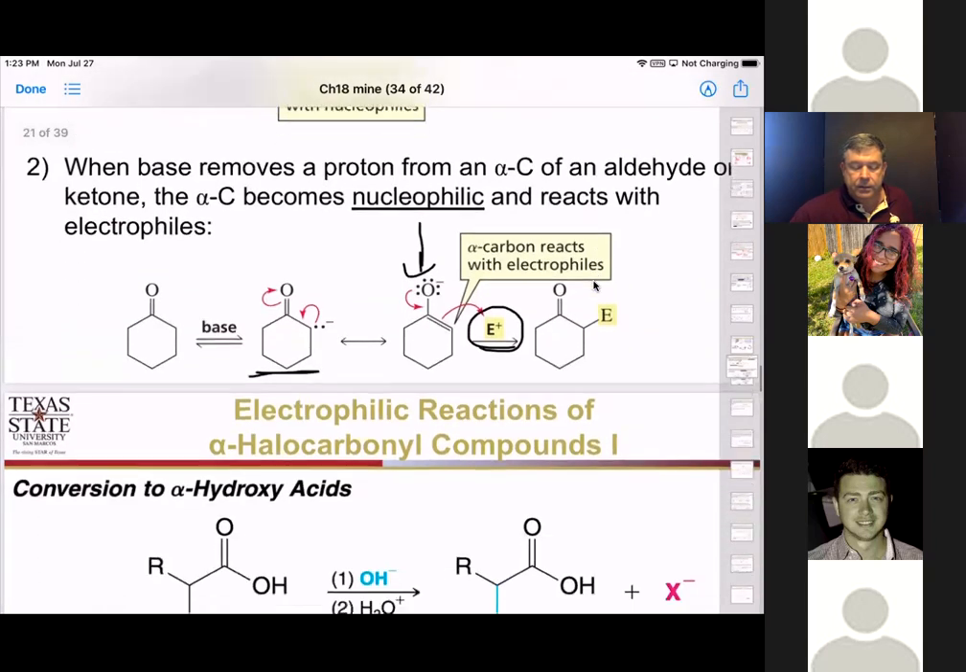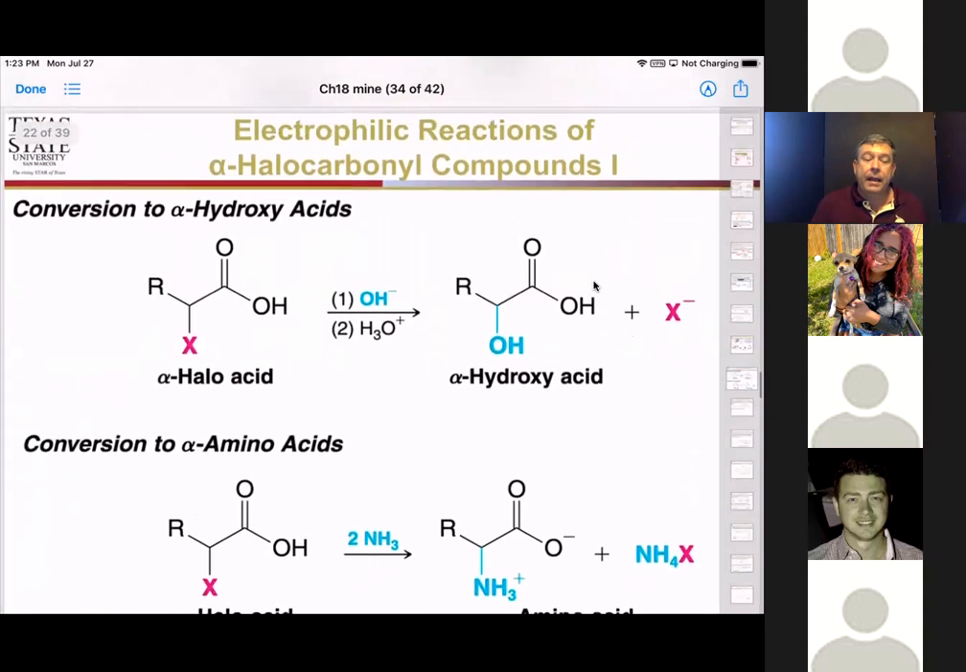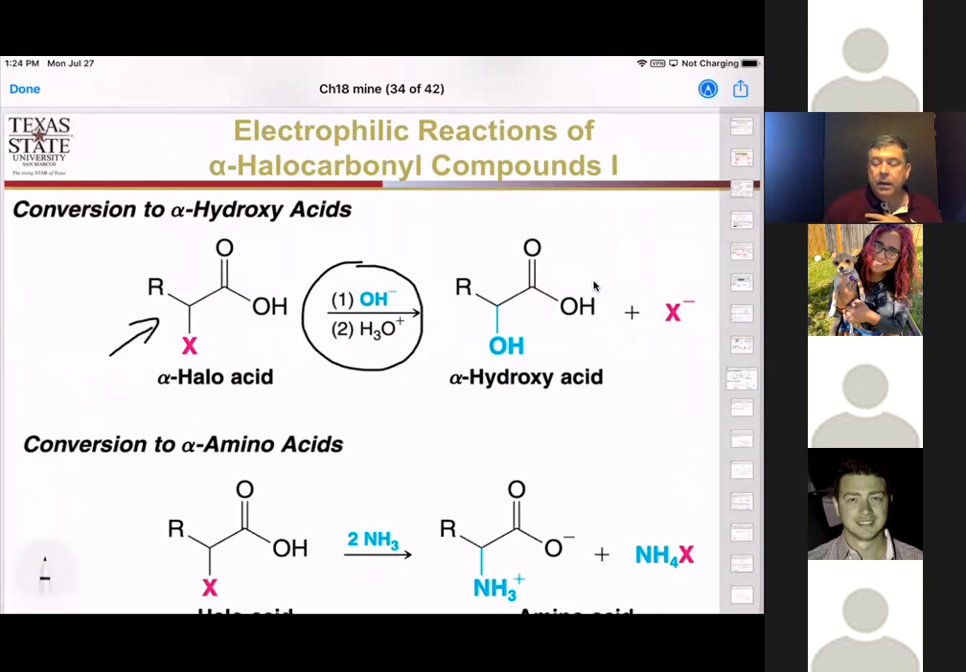All right, so here's a couple of reactions on what we can do once we have that alpha halo acid. The halogen can again be chlorine, bromine, or iodine, which are the most commonly used. Once you have your halogen in that alpha position, if you attack with hydroxide and then protonate at the end of the reaction, you can end up with an alpha hydroxy acid. Notice we made alpha hydroxy acids last chapter as well. This is a different route to form an alpha hydroxy acid.